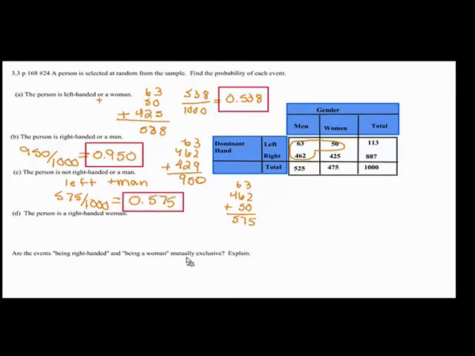I think a lot of times they're going to want you to round a decimal correctly. The next one is part D. This is a little bit different. It says the person is a right-handed woman. So in the case of a right-handed woman, that means they're right-handed and a woman. So it's not "or" here, we're not going to be adding. You just want to look for a right-handed woman. And so the right-handed woman is just 425. So it's going to be 425 out of 1,000. And that would give you a decimal of 0.425.